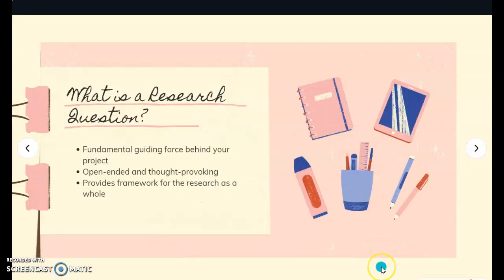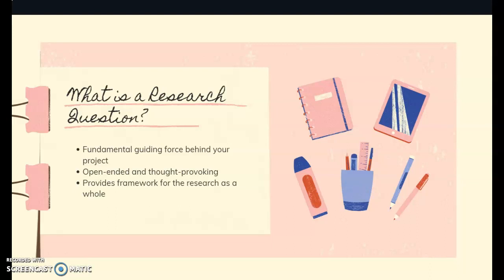So, step one. What is a research question? Well, the research question is the thing that guides your entire research project. It has to be open-ended. It has to be available for lots of different ideas. It needs to be something that different people could research differently. But ultimately, your research question is the thing that provides the sort of basic framework and guiding information for your entire research project.